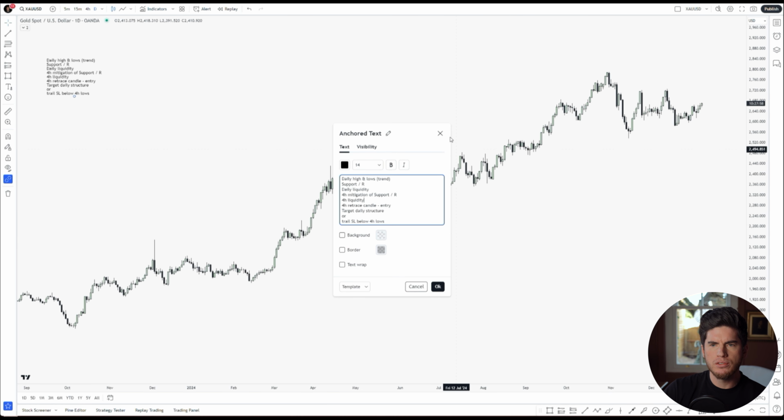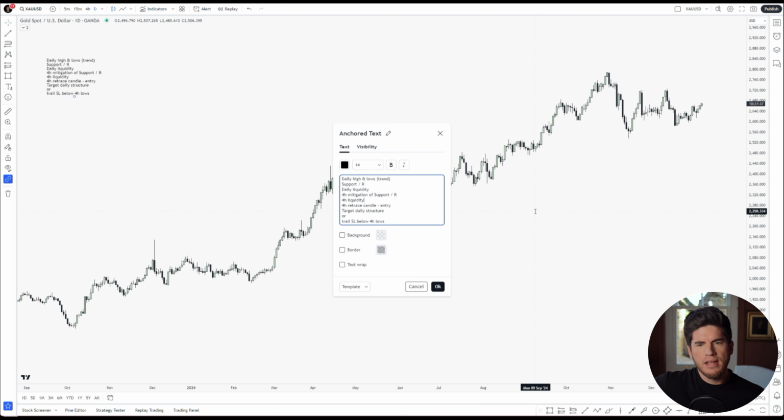But basically what we're going to be doing is identifying daily time frame highs and lows to identify first of all what a trending market is, because if we're not in a trending market, this is not going to work, right? So that's number one. Find a higher time frame, ideally daily, a trending market.